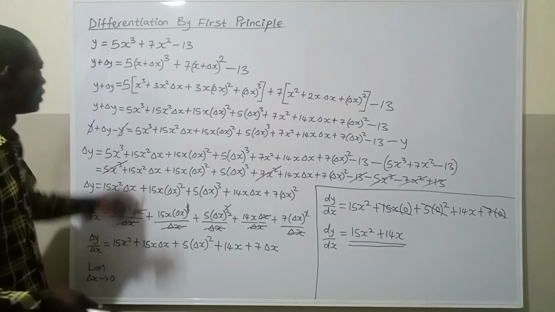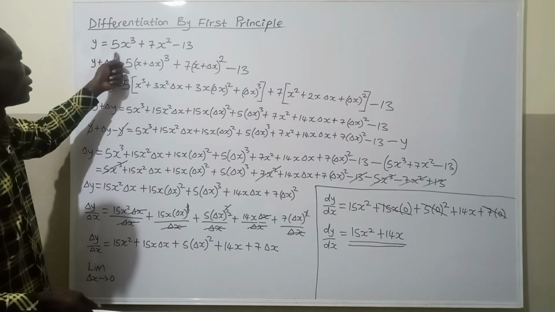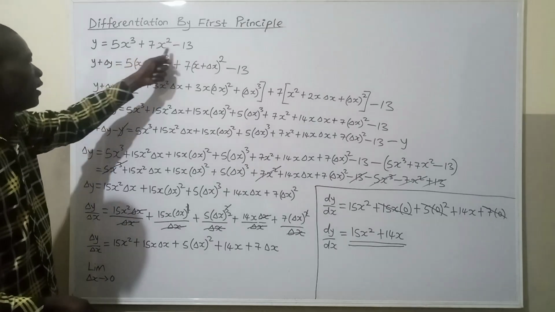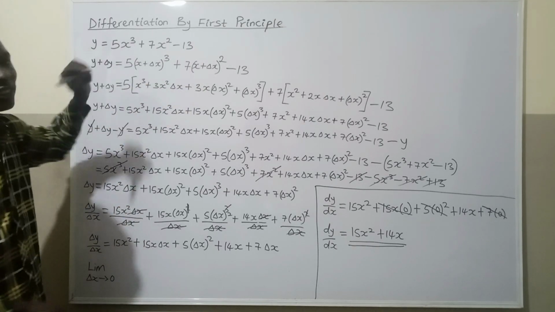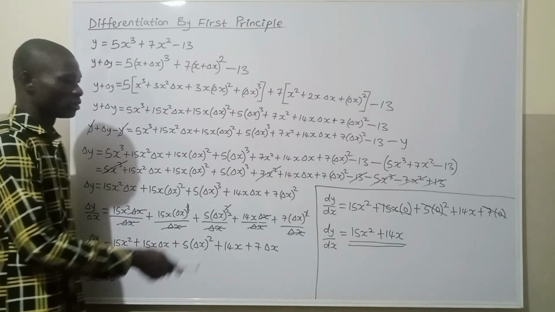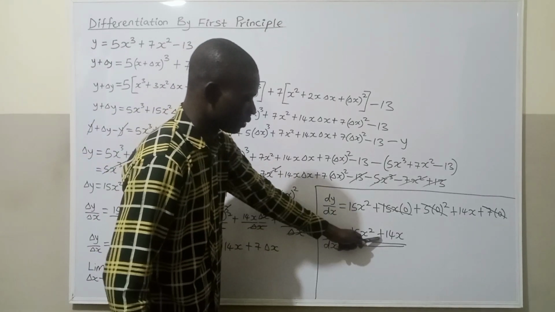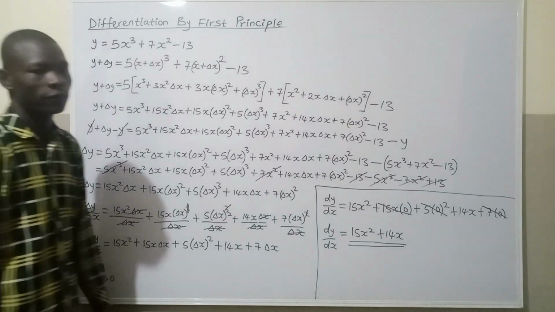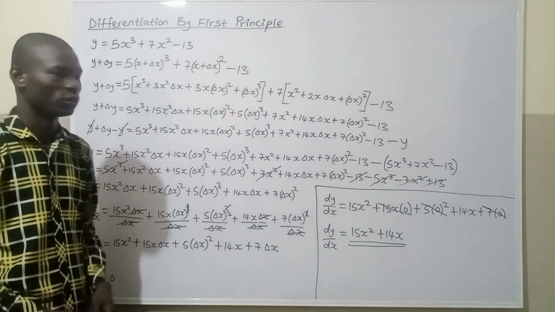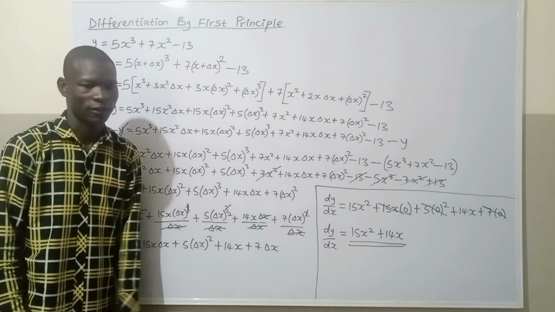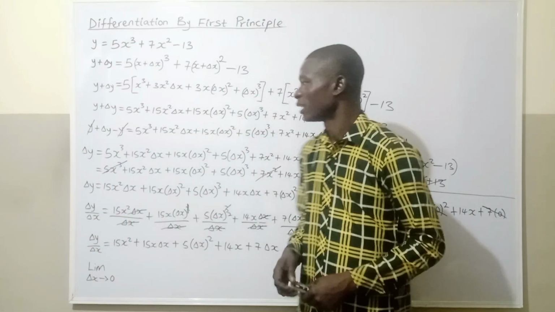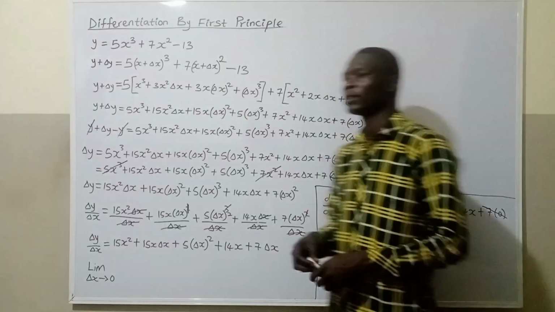15x squared plus 14x. So when you differentiate y equals 5x cubed plus 7x squared minus 13 with respect to x, it's going to give us what? 15x squared plus what? 14x. And that is differentiation by first principle using those two examples. And until I come your way again, let's take a look at this concept.